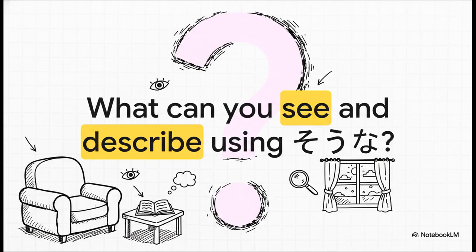And here's a final thought for you. This isn't just some grammar rule in a textbook. It's a whole new way of seeing and describing your world. So do me a favor. Take a second and just look around the room you're in right now. What's the first thing you see? A comfortable-looking chair? An interesting-looking book? Well, guess what? You now have the exact tool you need to describe them.